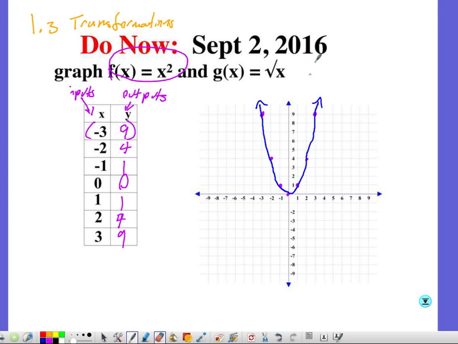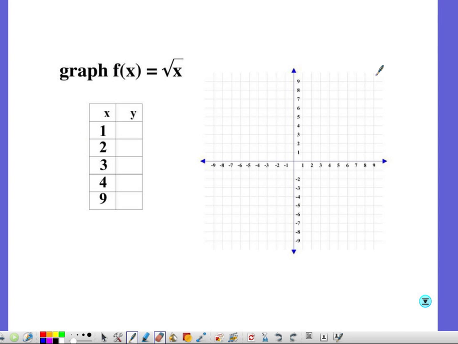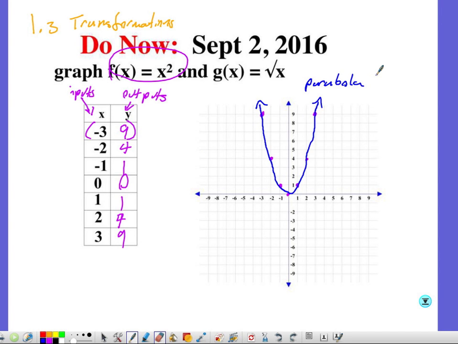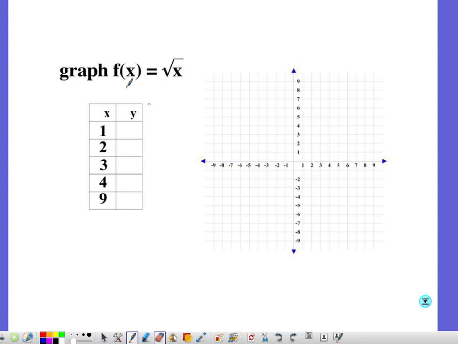And by the way, this is called a parabola. The shape of this curve is a parabola. Now, let's do the same thing for the square root of x. If we take our inputs from our table and plug them into the function, the square root of 1 is going to be 1.